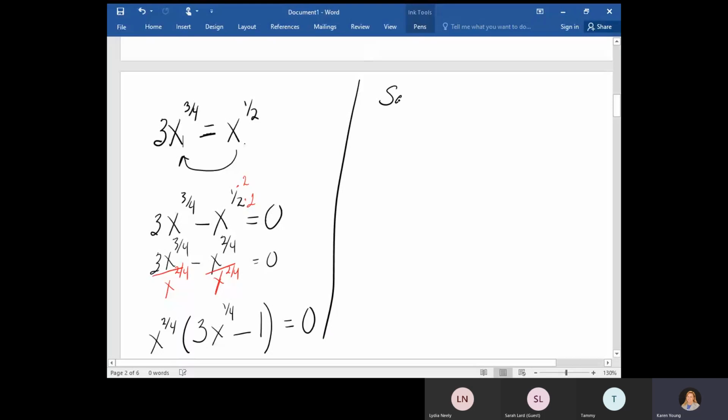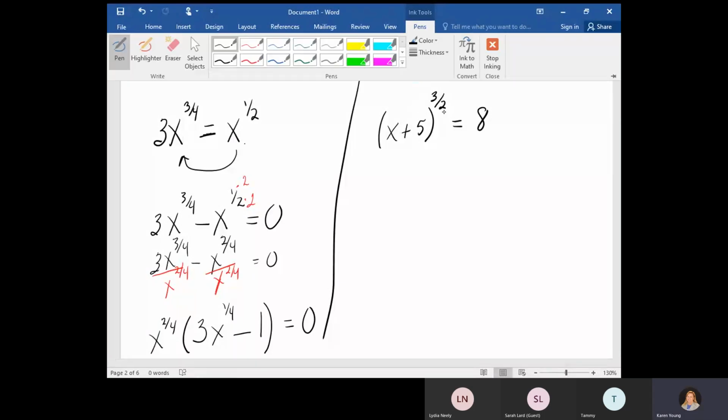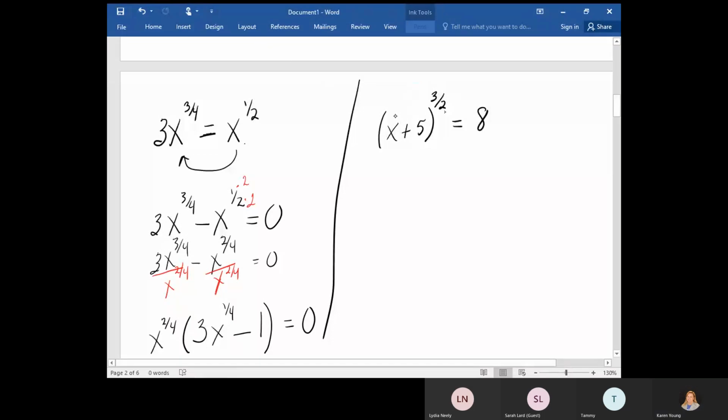Do you remember the square root property? We're going to do something similar to the square root property. I have x plus 5 to the 3 halves equals 8. It kind of looks like this, but I've got the fractional exponent.